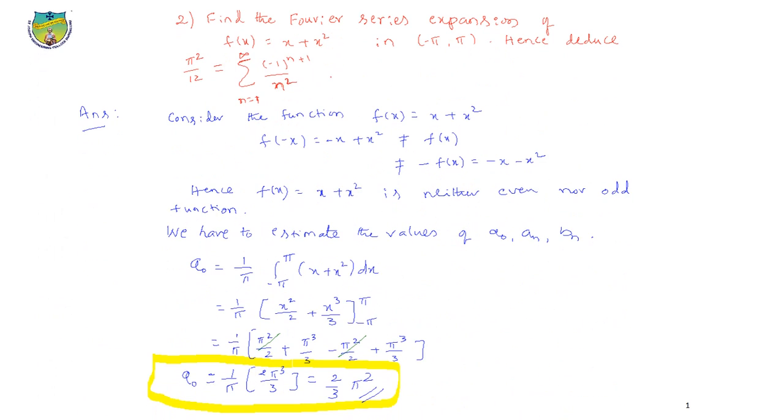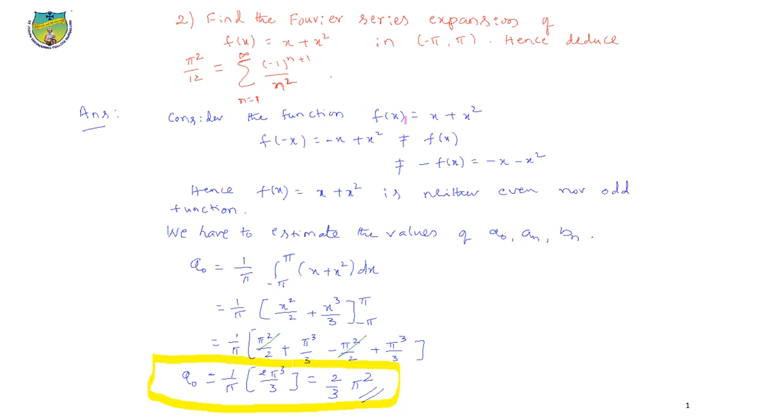We shall see a second problem of Fourier series of the first case. That is, the function is defined in the interval minus pi to pi, and the problem here is to expand the function f of x as a Fourier series, where f of x is given to be x plus x square. In this problem, we are also supposed to deduce that pi square by 12 is the summation of minus 1 power n plus 1 by n square, where the summation runs from 1 to infinity.